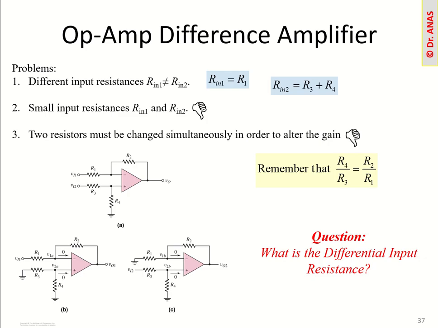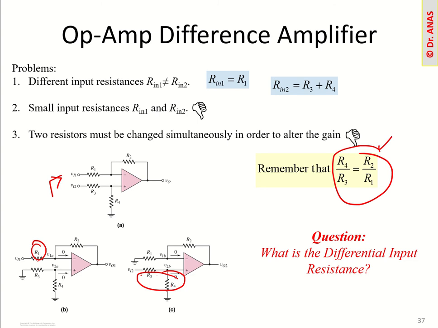An example we will solve in the live session. In the difference amplifier, the most important thing is that this should be met. If you look at the input side, the input resistance from here will be only this resistance. The input resistance from the second terminal will be the sum of these two because they are in series. The most important thing is that their ratio should be the same.